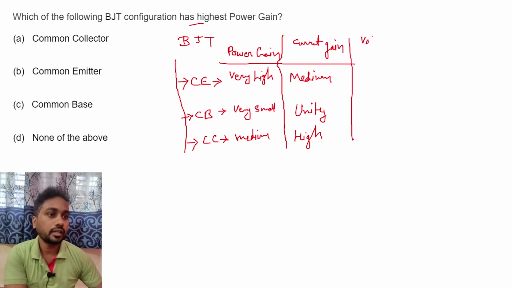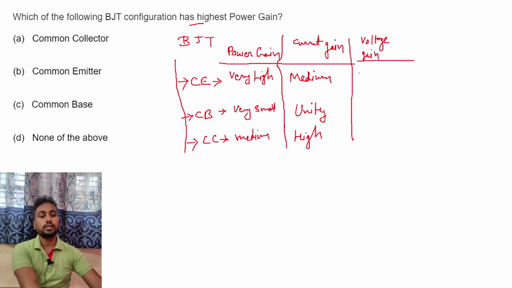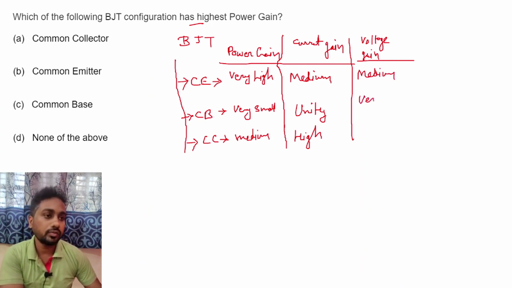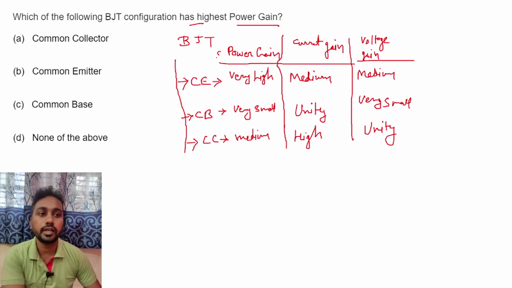Then voltage gain. Voltage gain for common emitter is medium, for common base it is very small, and for common collector it is unity. You need to remember this table, because they can ask a question on anything, either power gain, current gain or voltage gain. So you have to know all the configurations.